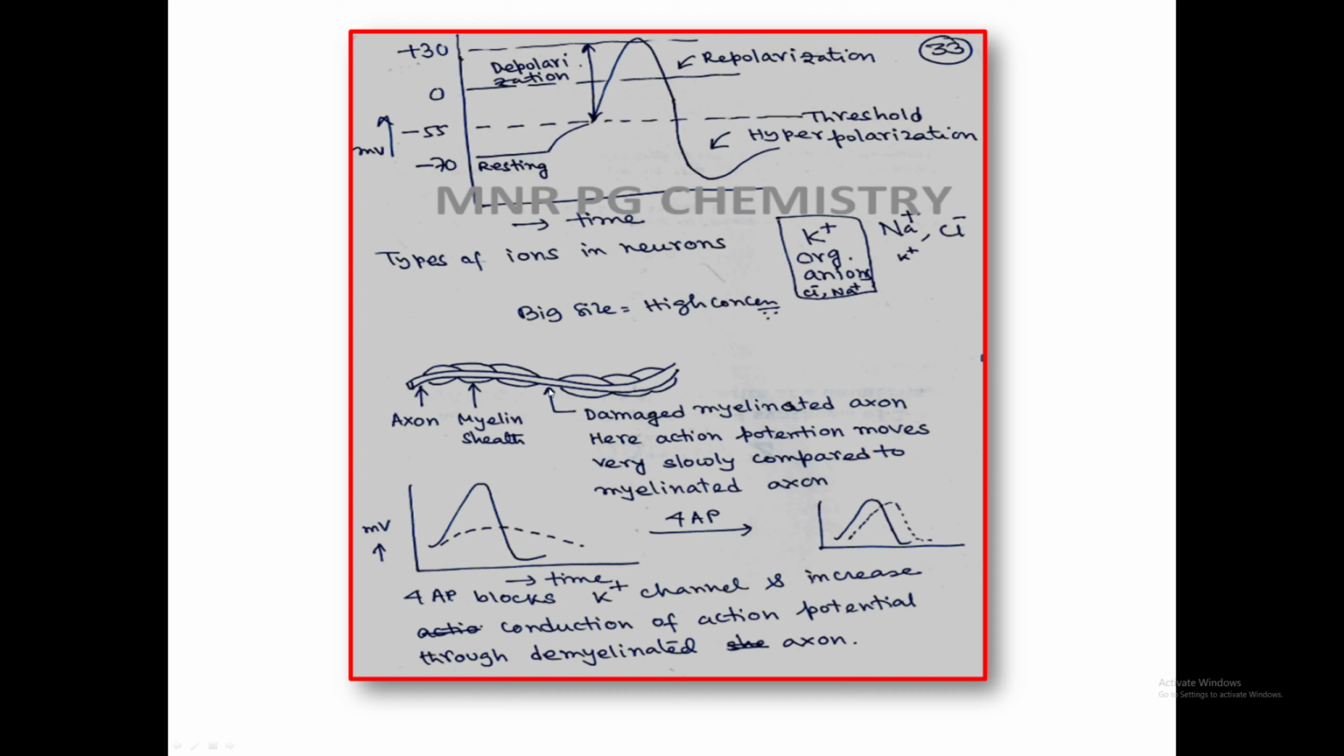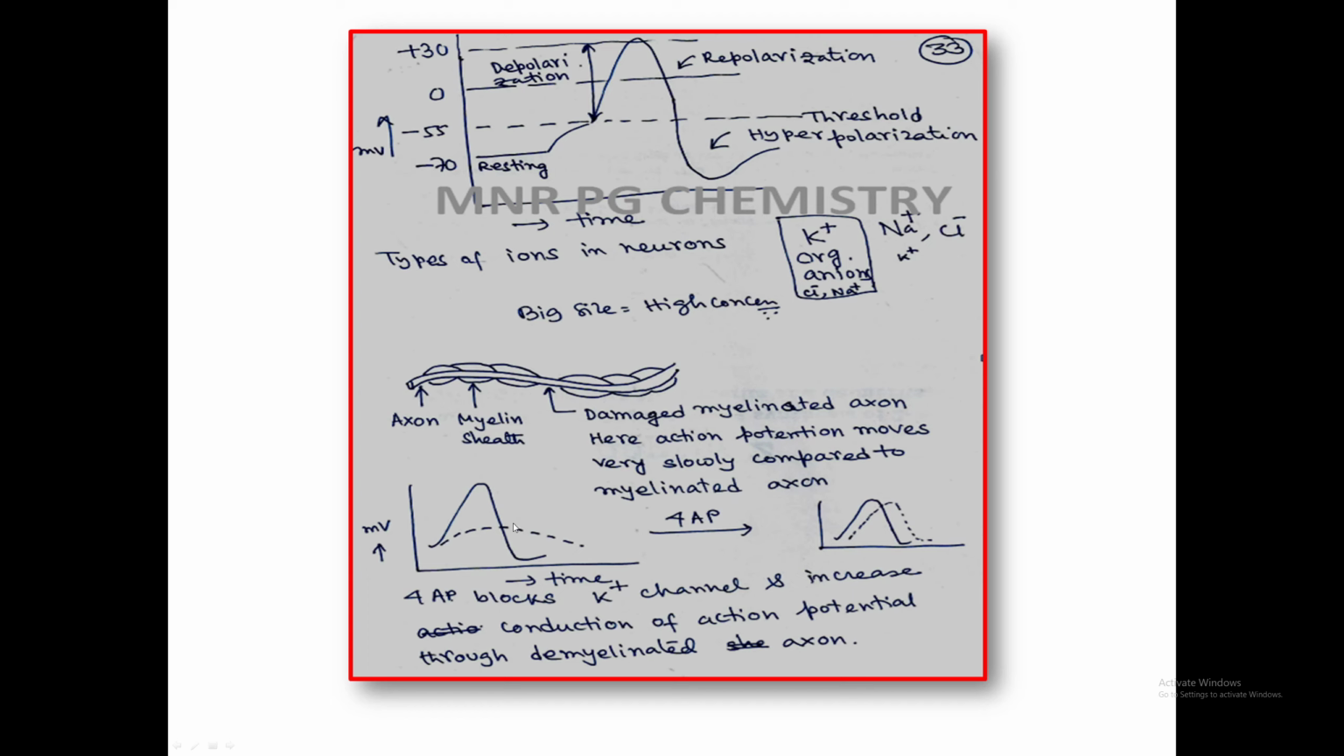Now you see that this axon is damaged. Outside you would have the myelin sheath, but the myelin sheath is not there here. So the myelin sheath is damaged. So here the action potential moves very slowly compared to the axon which has the myelin sheath cover. Action potential moves very slowly here, which means it is damaged. It has to go to plus 30, but it is not moving, it is not going up to that.